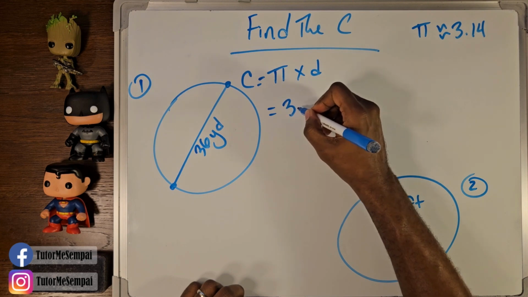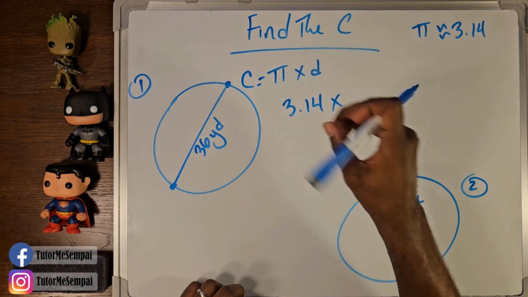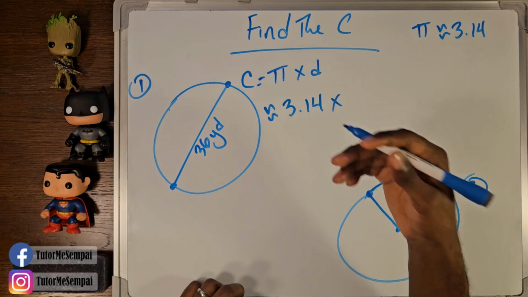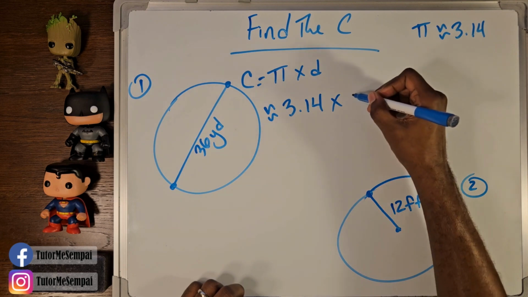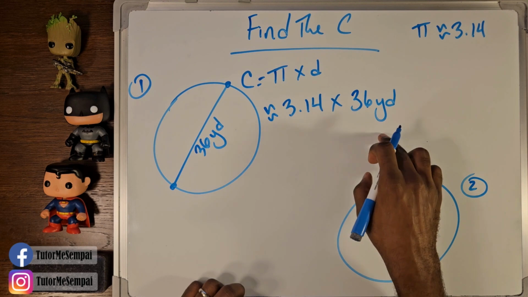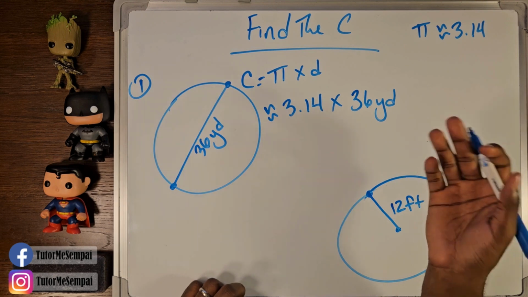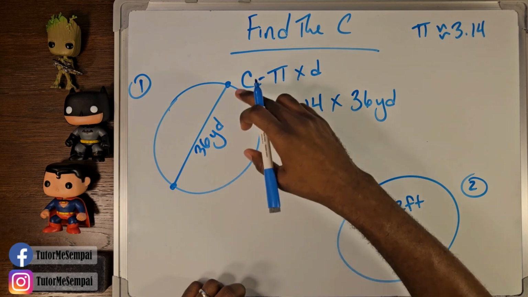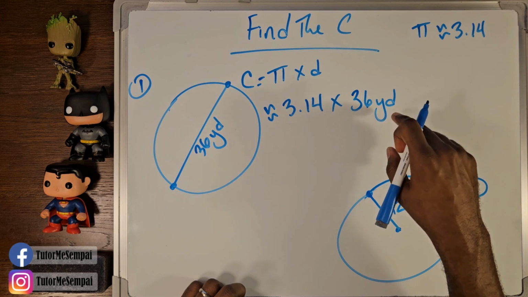So that's going to be approximately 3.14 times, what's your d? What's your diameter? 36 yards. Now don't forget your units. When you're trying to find your perimeter or your circumference, you have to have your units there. Pi doesn't have units, so you don't worry about that. But your distance, it does have units, so don't forget your units. Whatever units you start with, you should be ending with that.